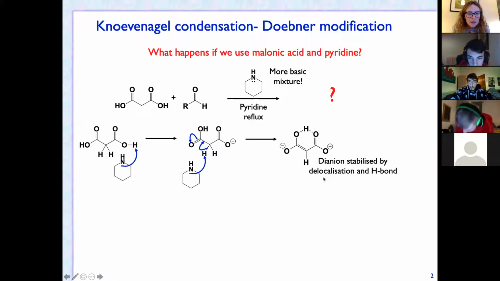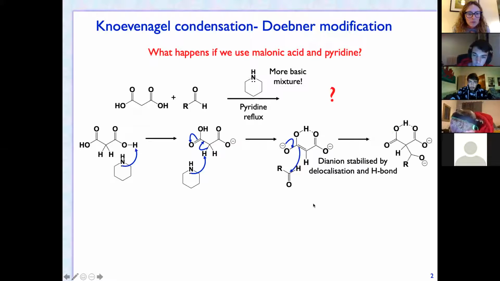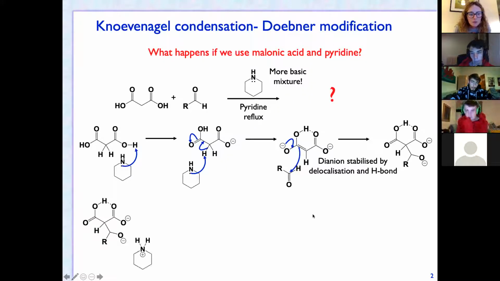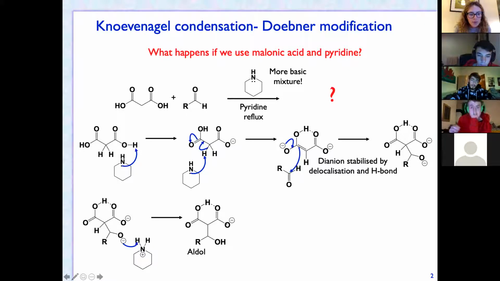We attack our aldehyde, as we have seen before. Not much of a difference here, okay? So we still have our protonated base, from which we can take a proton, and we are still in this situation, okay? Also here we have the formation of this sort of aldol intermediate. Now we can protonate this oxygen as well, thanks to our protonated base.